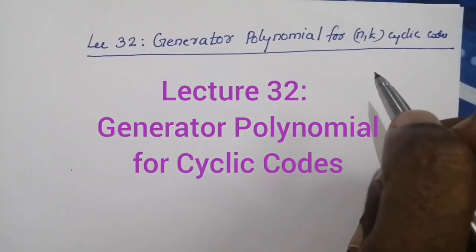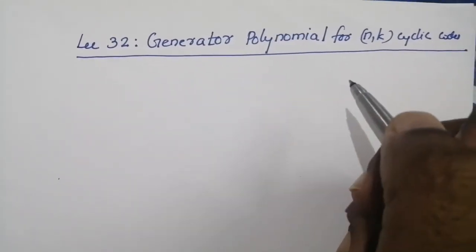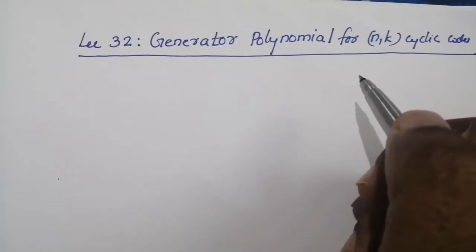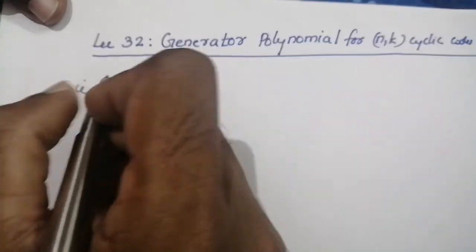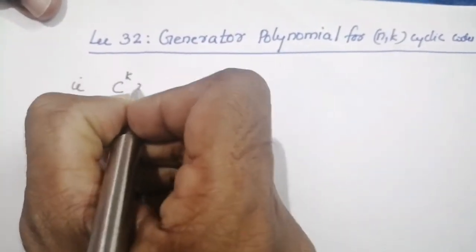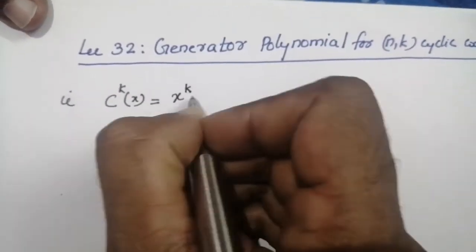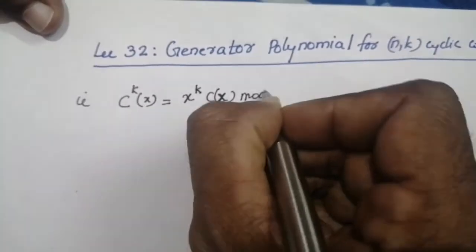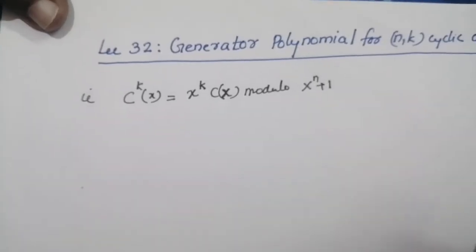In the last class, we proved that the k cyclic shifted version of the code word is obtained as the remainder term when we divide x raised to k c of x by x raised to n plus 1. That is, the k cyclic shifted version of the code word c of x is c_k of x equal to x raised to k c of x modulo x raised to n plus 1.